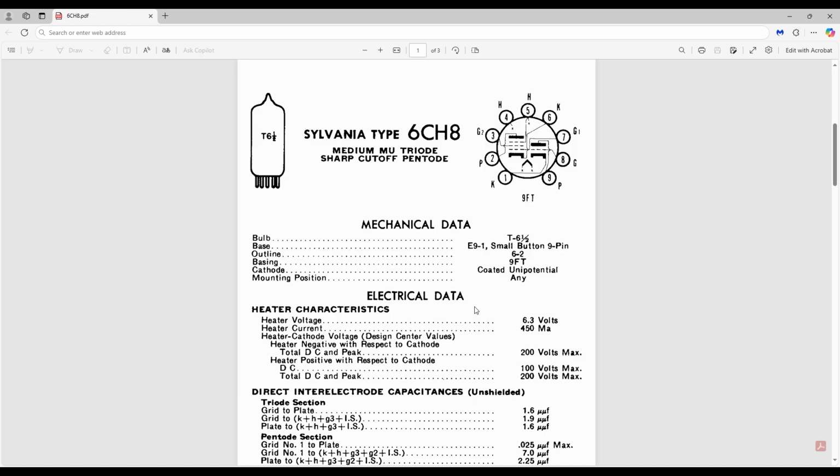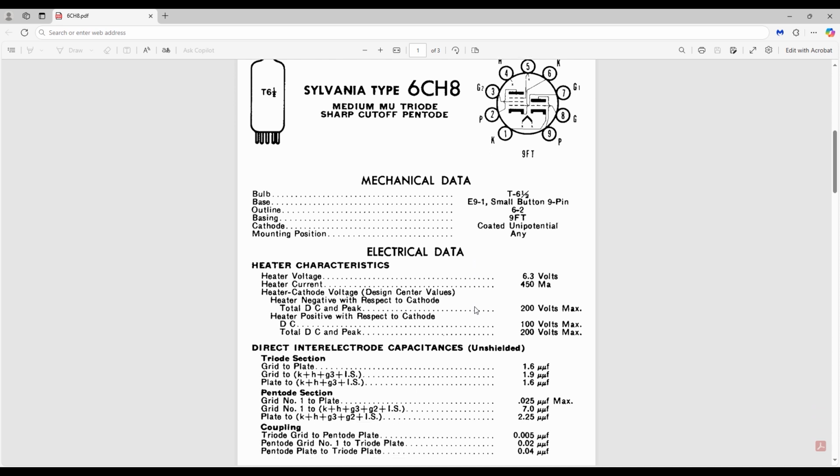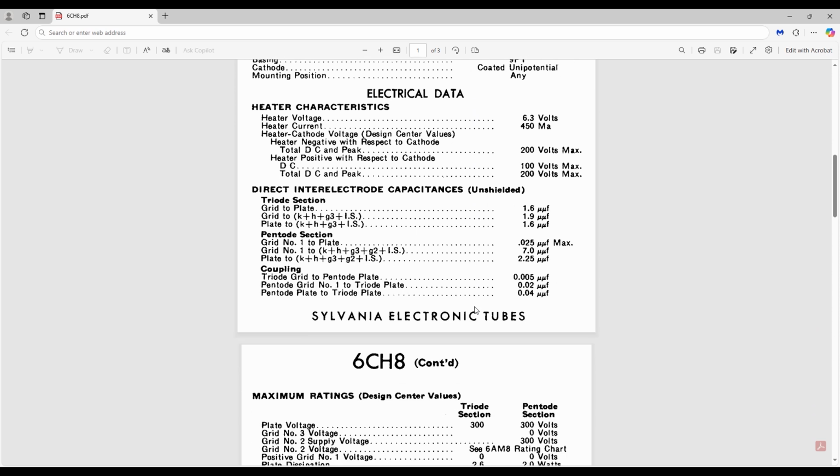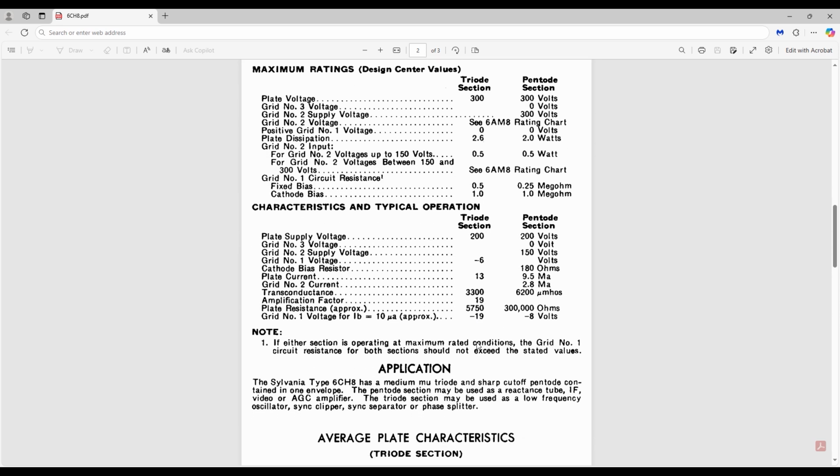According to the Sylvania datasheet, the tube used here, a 6CH8, has a typical G sub M of 3300 micromhos for the triode section. Now G sub M does vary based upon the actual plate voltage and the current, but a typical value is good enough to get me in the ballpark. The inverse of 3300 micromhos is 303 ohms.